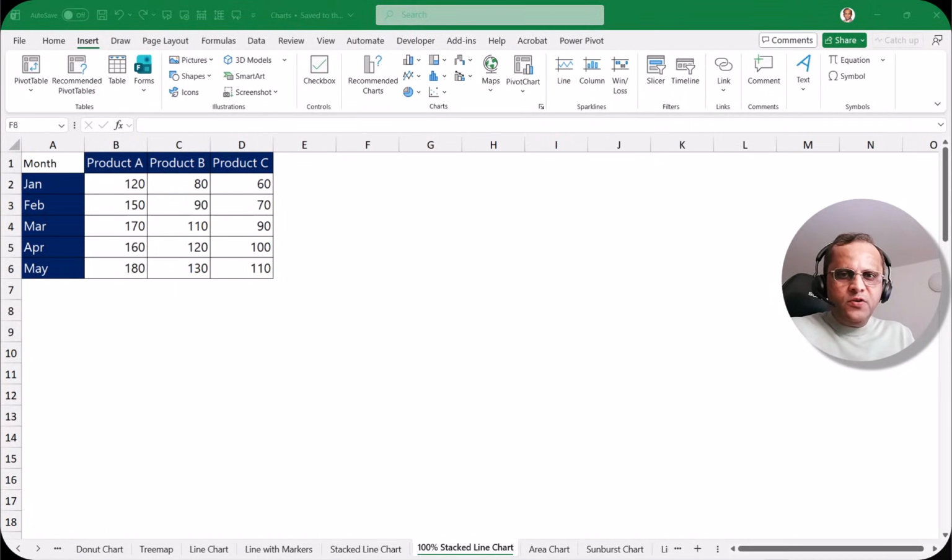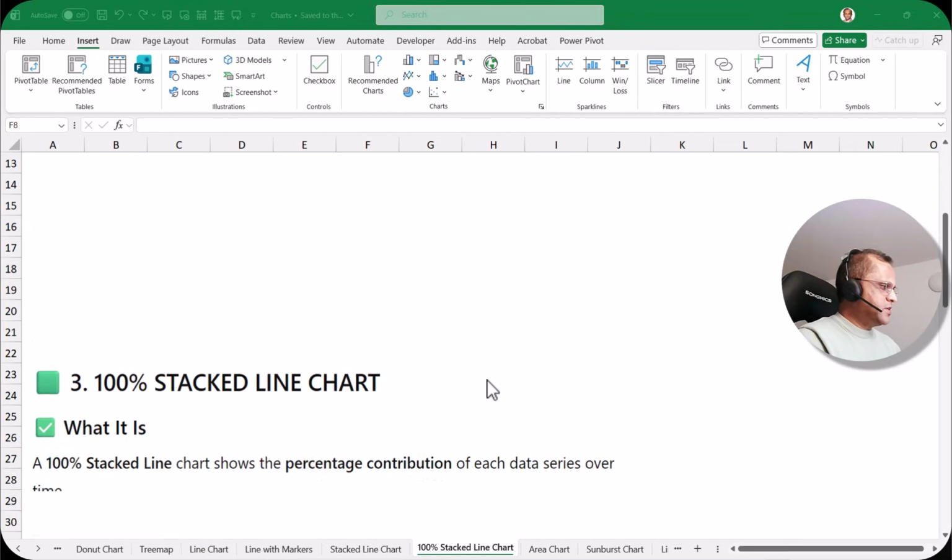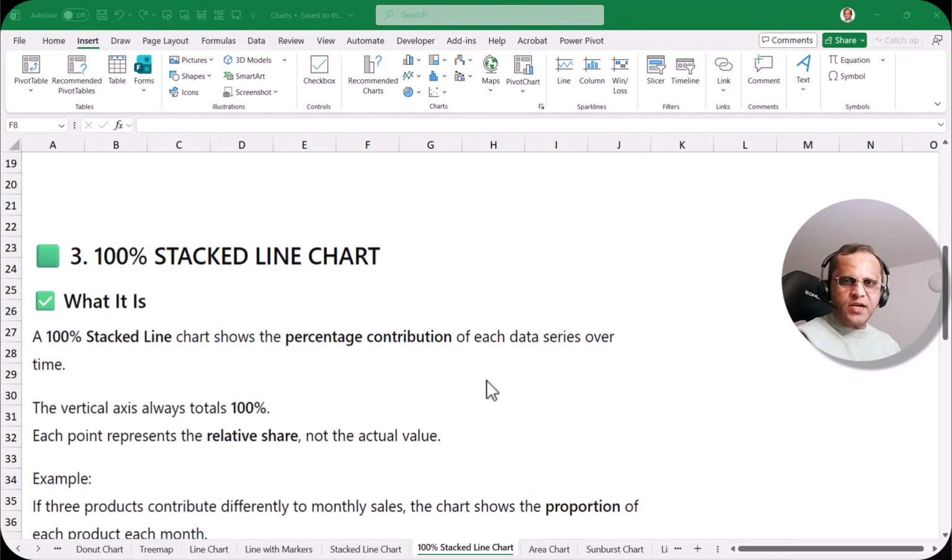Now in this video, we'll be seeing the last type of line chart, which is known as the 100% stacked line chart. So let us see how we can create this 100% stacked line chart. Here I'm in the sheet known as 100% stacked line chart. First of all, let us understand what we mean by a 100% stacked line chart.